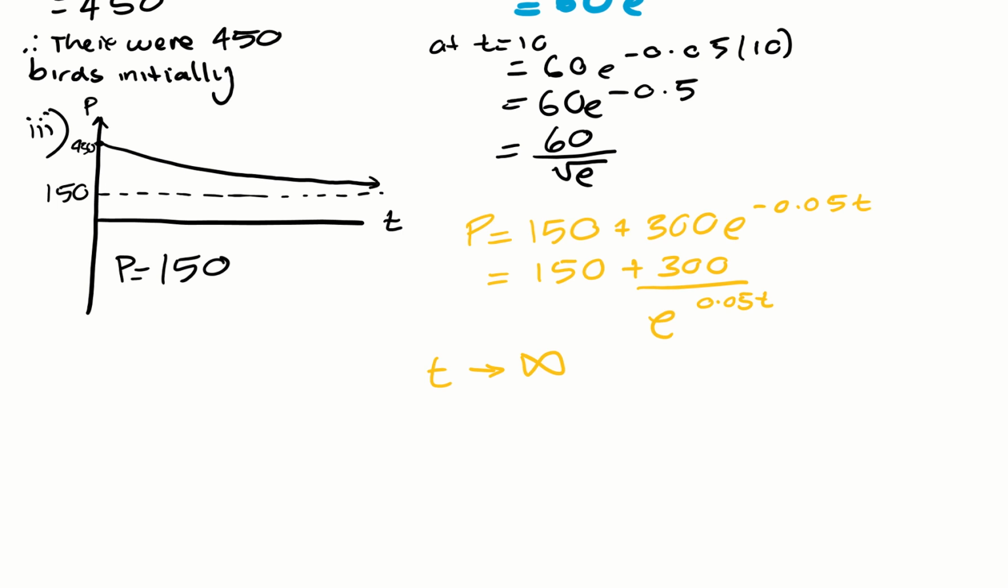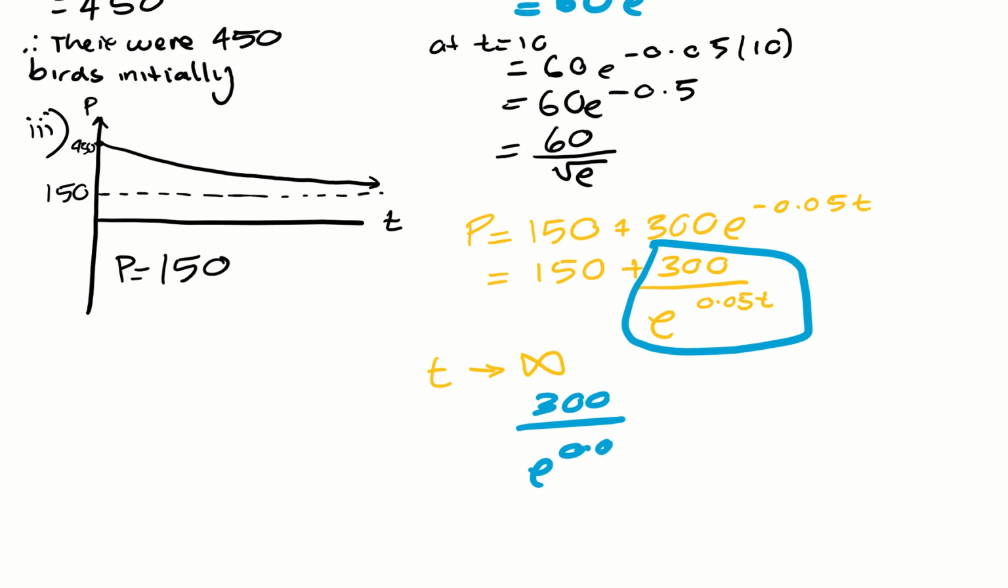Now, it's going to be timesing by this small number, but it doesn't matter because I'm going to be getting bigger and bigger numbers even though it's timesing by this small number. The bigger value of t, the bigger the power is going to be. So then the bigger the denominator itself is going to be. So this denominator is getting bigger and bigger, which means this fraction as a whole, 300 over that, the bigger the denominator, the smaller that fraction is going to be. So as t goes to infinity, 300 over e to the power of 0.05t is going towards 0.